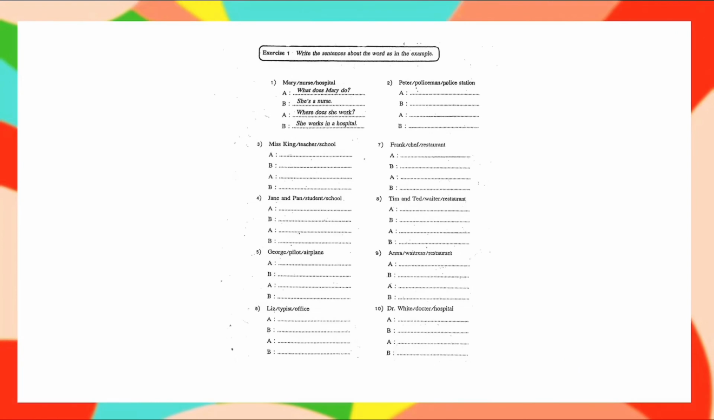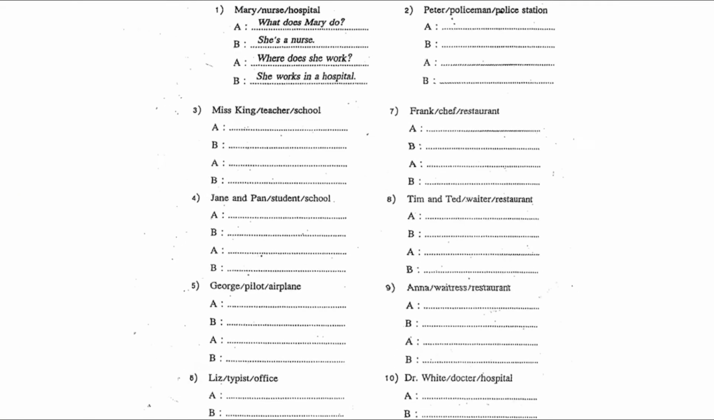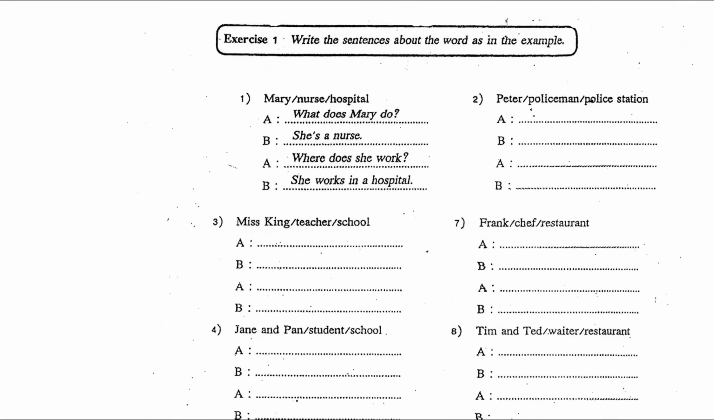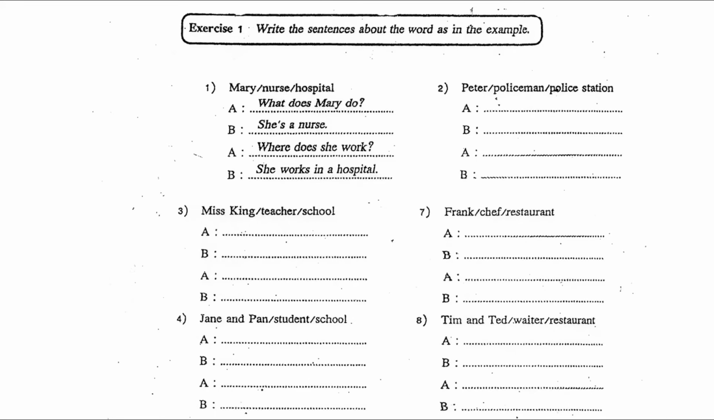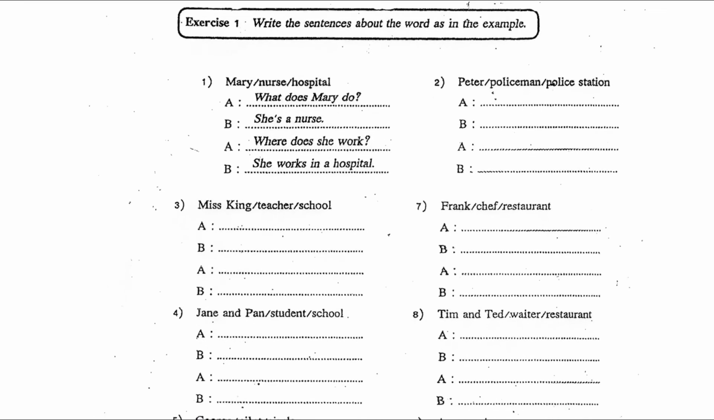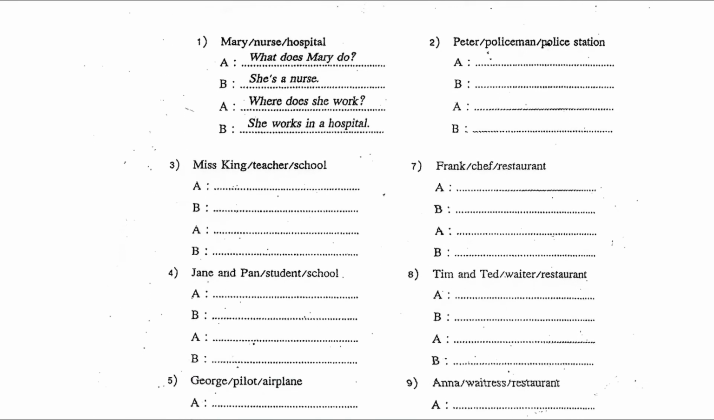Here is the example for this exercise. Exercise 1. Write the sentences about the word as in the example. What does Mary do? Mary is the subject, nurse is an answer, and hospital is an answer too. So she's a nurse. And where does she work? She works in a hospital. You see it?